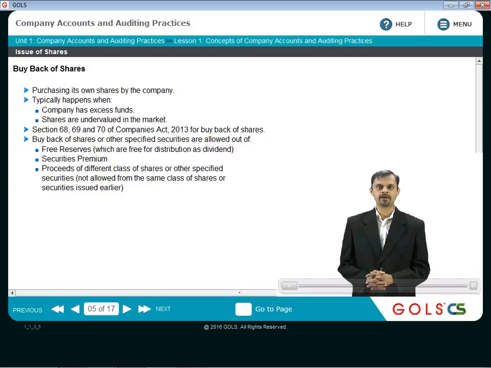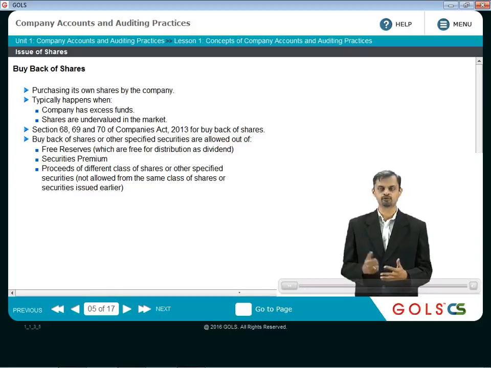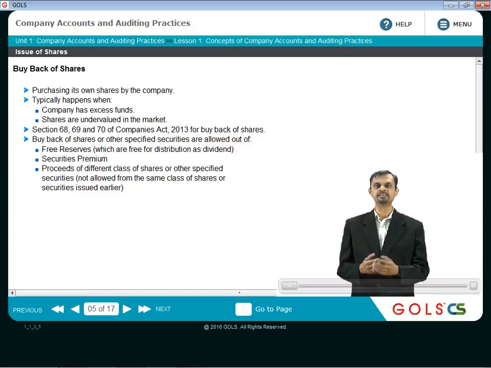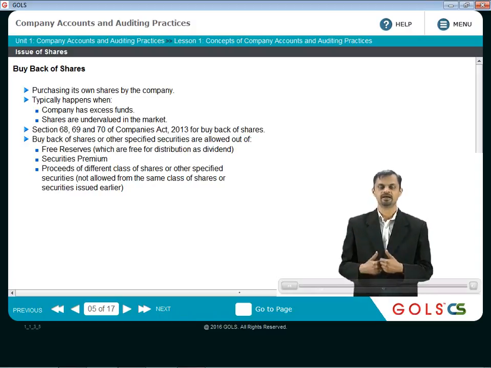Now coming to the buyback of shares concept. As the name itself says, it is buyback of shares. That means the company is actually purchasing the shares. Please remember, this is not a forfeiture of shares. In forfeiture, the company is forfeiting the share and never returning that money back to that particular shareholder. Whereas in case of buyback, the company is actually purchasing its own shares from that shareholder. And obviously in return, the company will have to pay the money back to that shareholder. So this is called buyback of shares. It is purchasing of its own shares by the company.